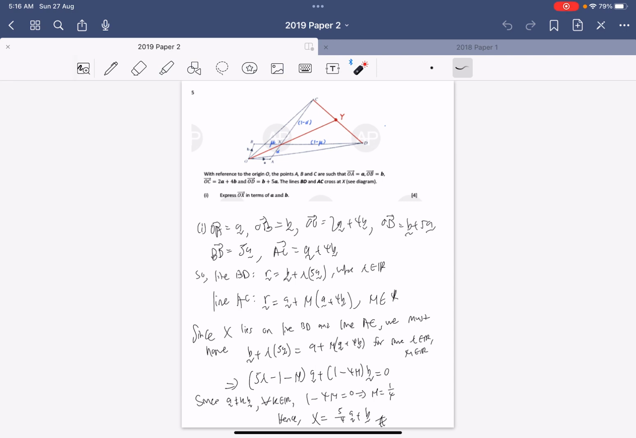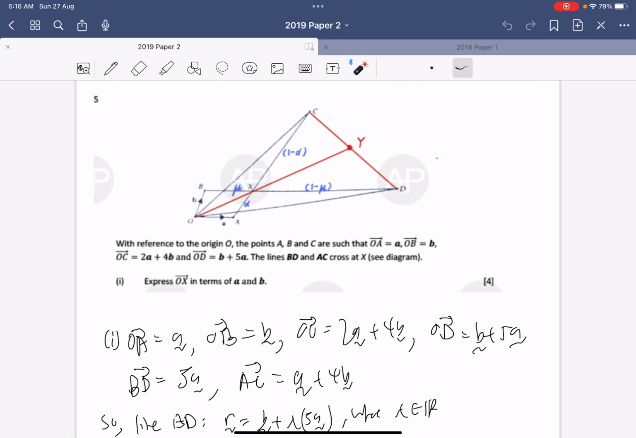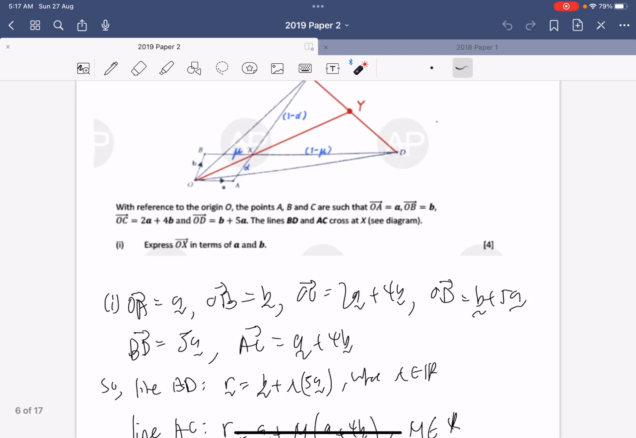So for question 5, they give you a vectors equation question and they state that OA equals this vector A, OB is this vector B, OC is 2A plus 4B, OD is 5B plus 5A. And they draw you a nice diagram for you to see how it looks. And then the lines BD and AC cross at point X. So we are now supposed to express OX in terms of A and B.